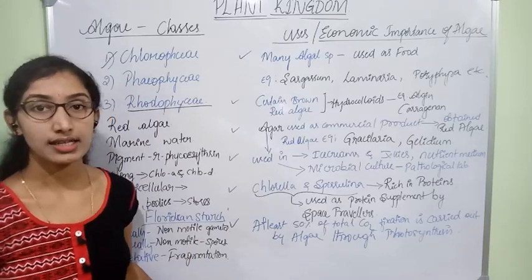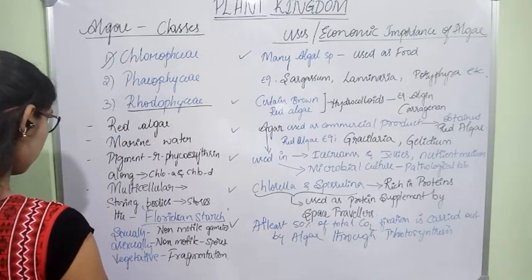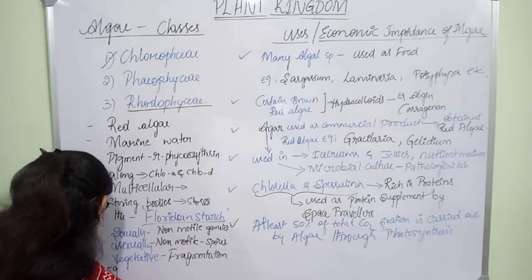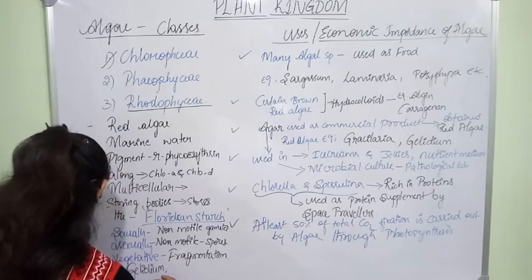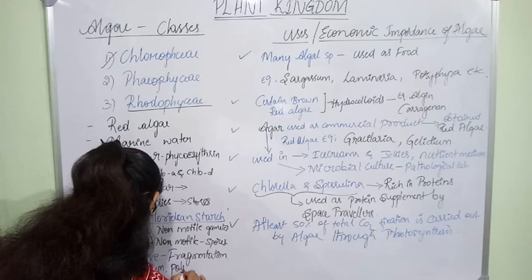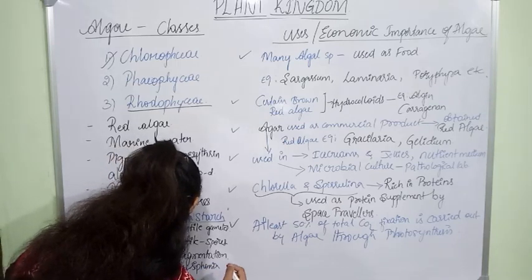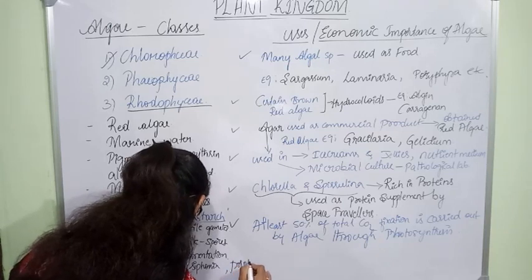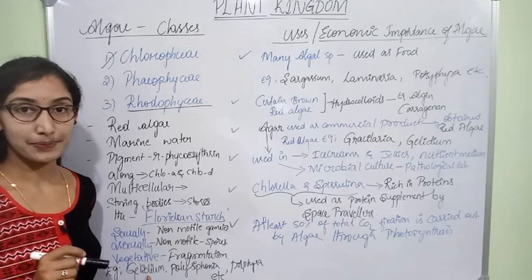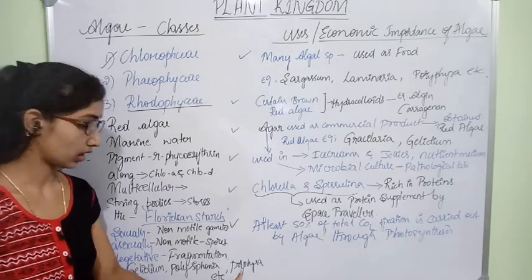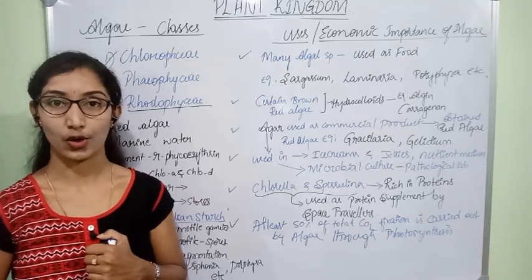So these are about the Rhodophyceae, and for examples we can take Gelidium, Polysiphonia, and Porphyra, etc. Like this, there are many examples of the Rhodophyceae algae or red algae.